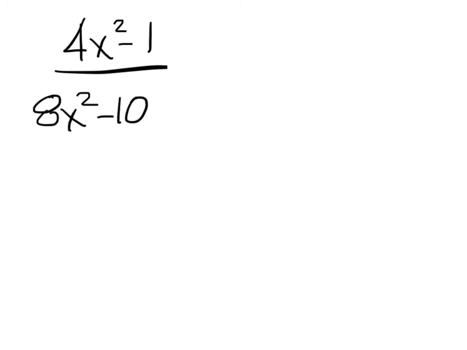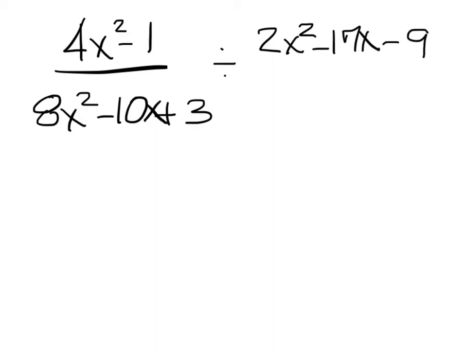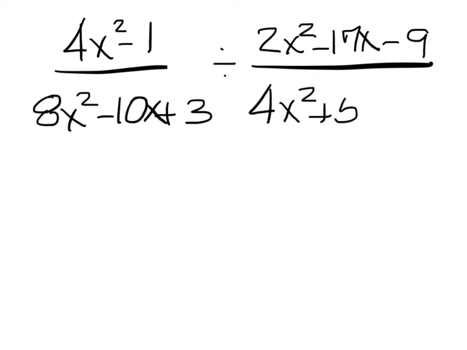The practice problem is 4x squared minus 1 over 8x squared minus 10x plus 3 divided by 2x squared minus 17x minus 9 over 4x squared plus 5x minus 6.